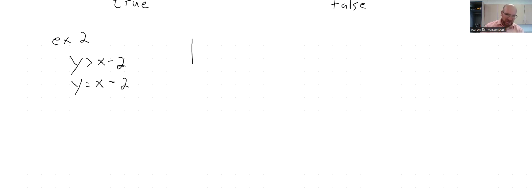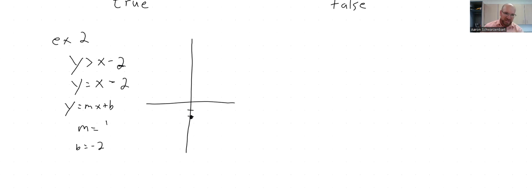To graph this, I think about y equals mx plus b. Remember b being my y-intercept. So I'm going to start with that. My y-intercept, b, is negative 2. There's nothing in front of the x, so that means my slope is 1, aka 1 over 1. Positive slopes go up and across, left to right. I'm going to go up 1 over 1, up 1 over 1, up 1 over 1.